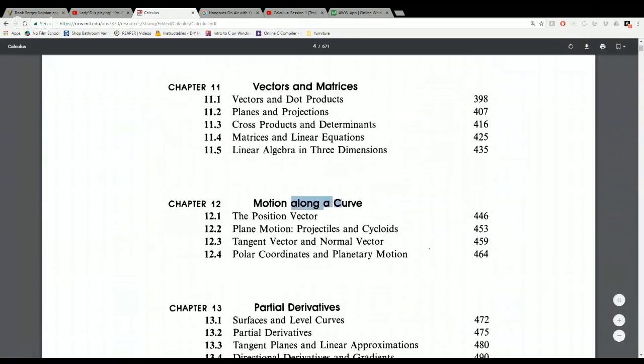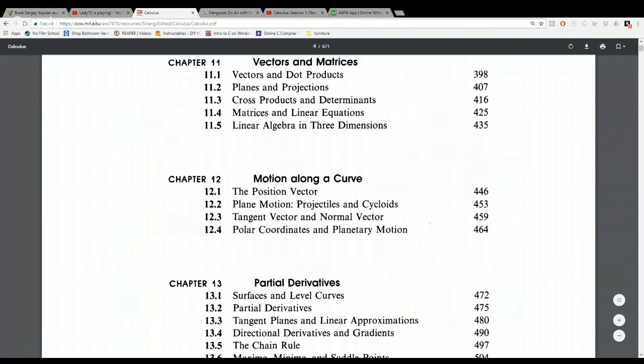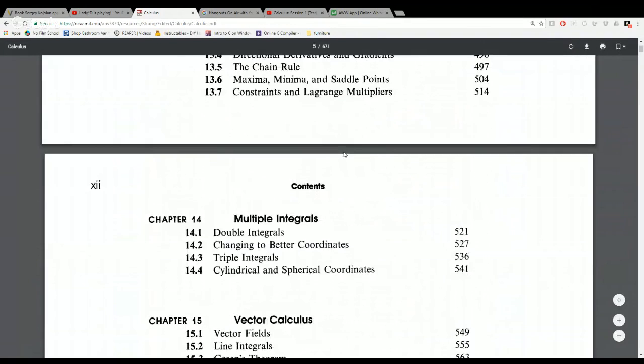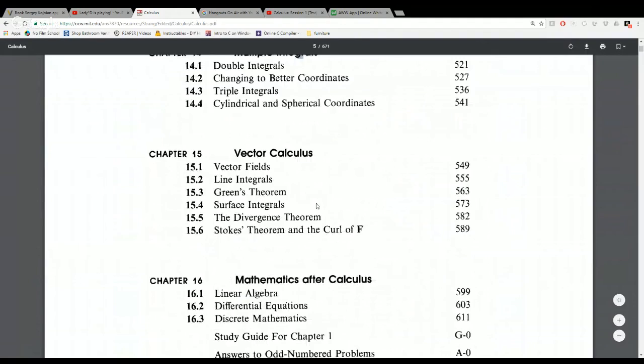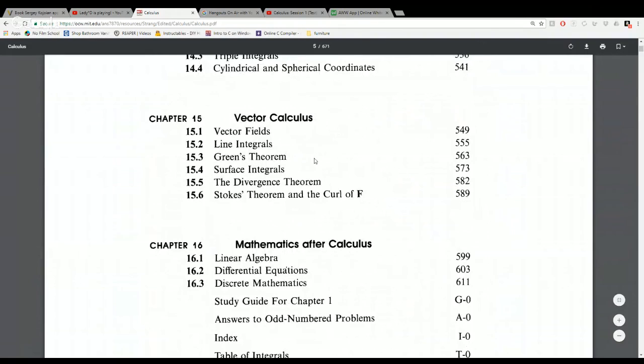Okay, motion along a curve. So there's some physics here. Partial derivatives, multiple integrals, vector calc. There it is. So Stokes' theorem, Green's theorem, surface integrals, divergence theorem, the good stuff.